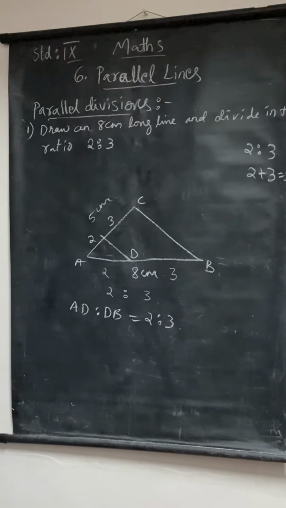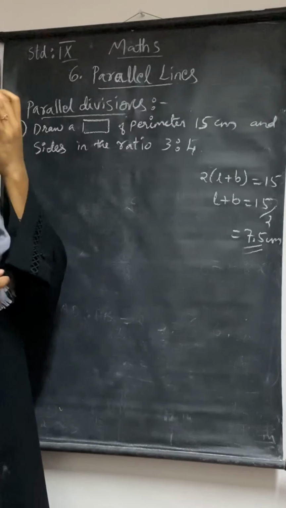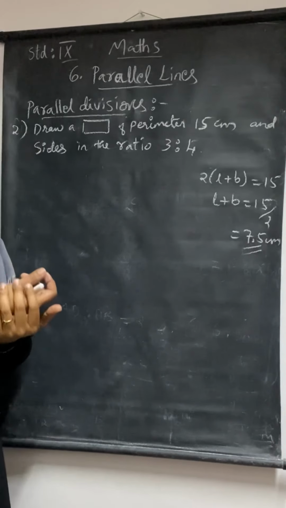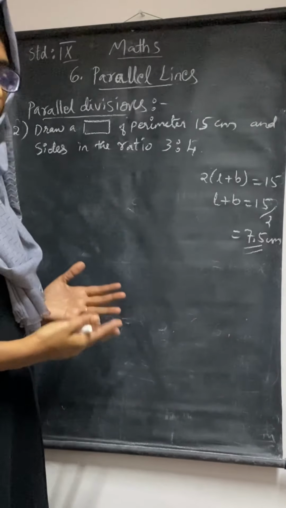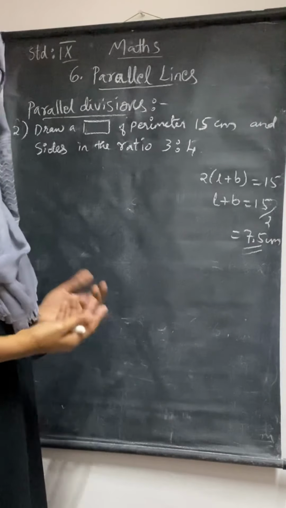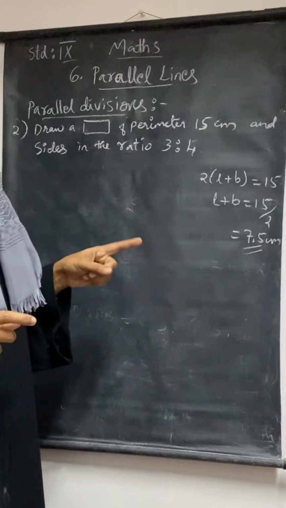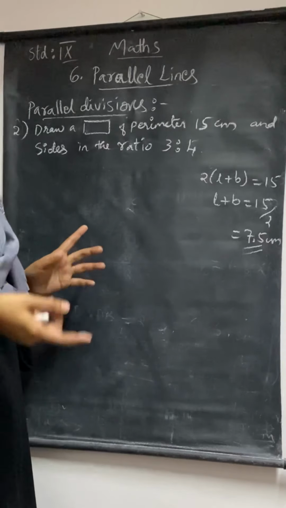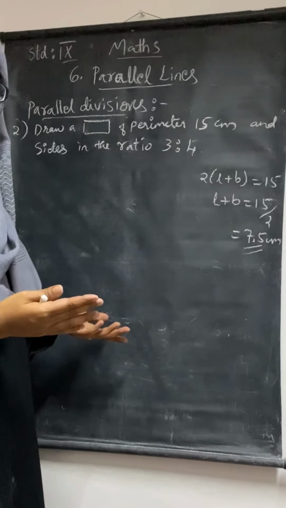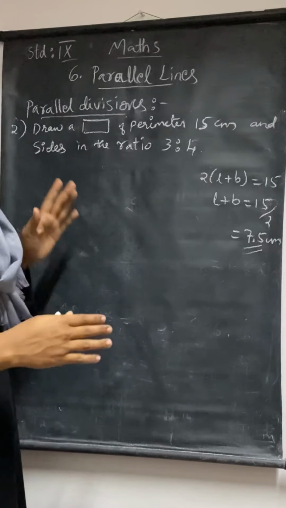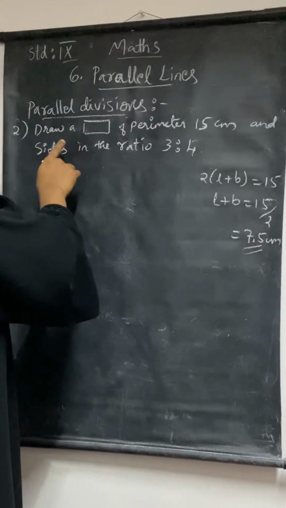Very, very important drawings. Just now we have seen one question, an 8 centimeter long line divided into the given ratio. In the same way, for any other problem given, you can do the same. Based on the ratio, the line will change. It was 2:3, so we took 5 centimeter. If it is 3:4, it will be 7 centimeter, like that. You can draw easily. Now we are going to see another type of diagram.